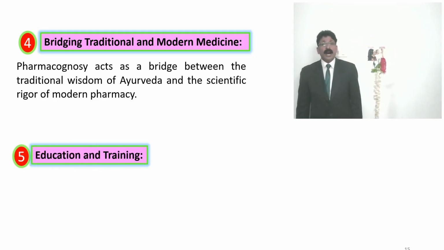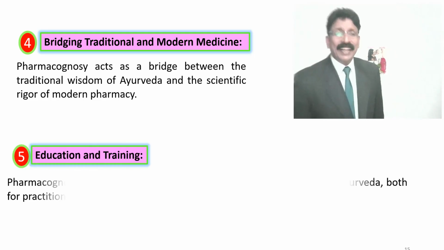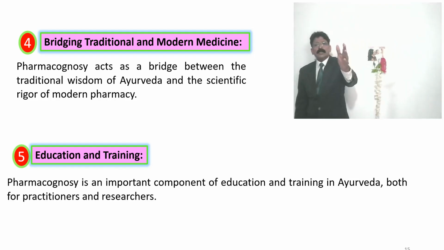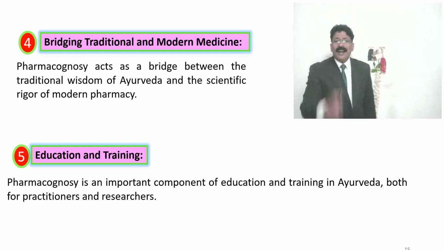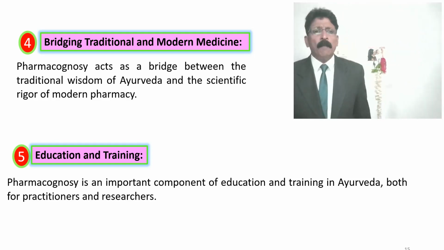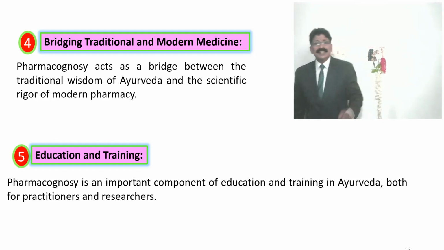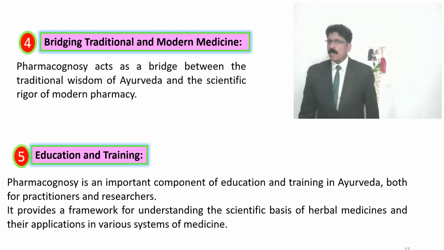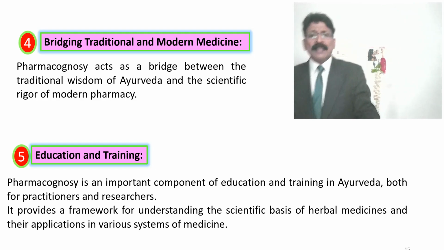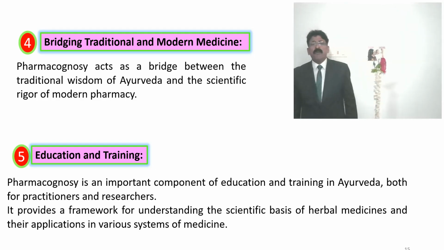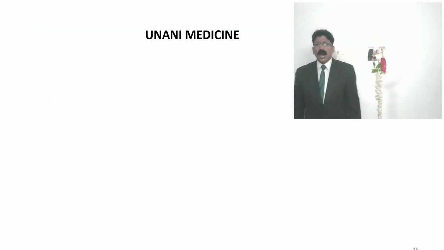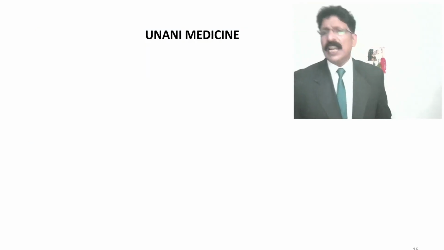Number five, education and training. Pharmacognosy is an important component of education and training in Ayurveda, both for practitioners and researchers. It provides a framework for understanding the scientific basis of herbal medicines and their application in various systems of medicine. So those are the important things which I have explained briefly.